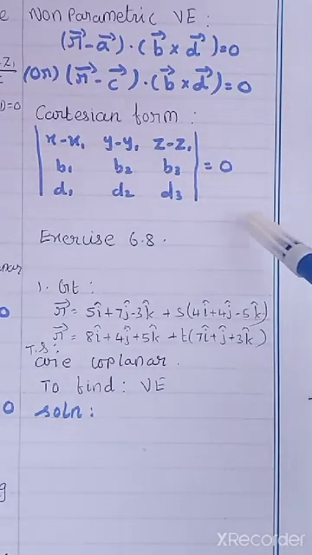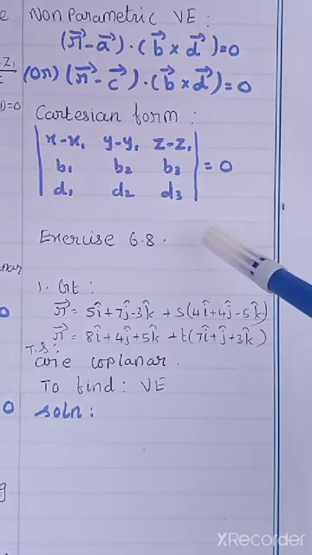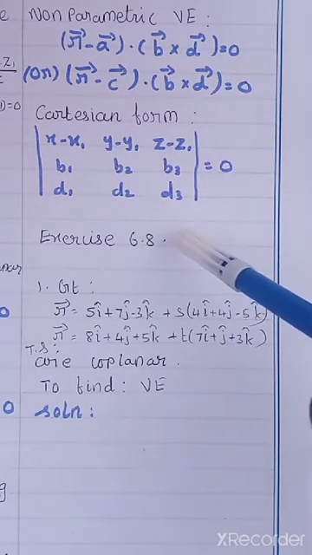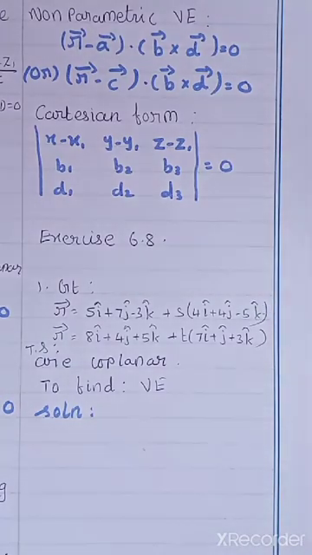Okay, so what are the three forms we saw? First, the condition for a line to lie in a plane. Second, the condition for coplanarity of two lines. Third, the equation of the plane containing two non-parallel coplanar lines. Is that clear?